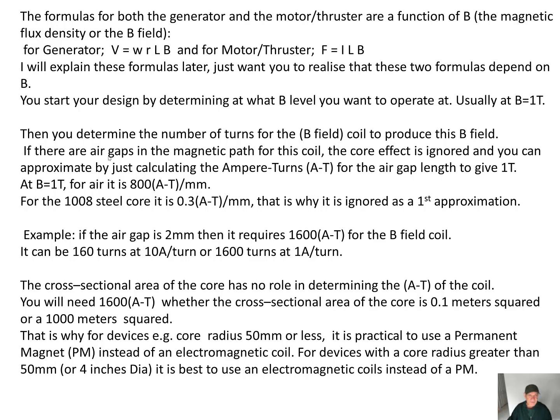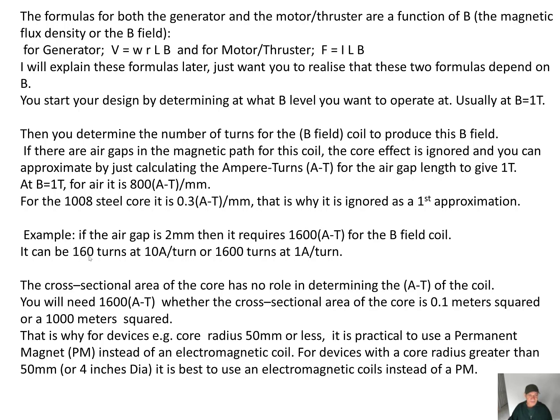If there are air gaps in the magnetic path for this coil, the core effect is ignored, and you can approximate by just calculating the ampere turns for the air gap length to give 1 Tesla. At B equals 1 Tesla, for air it is 800 ampere turns per millimeter. For 1008 steel core it is 0.3 ampere turns per millimeter. That is why it's ignored as a first approximation. It's so small compared to 800. Example: if the air gap is 2 millimeters, then it requires 1600 ampere turns for the B field coil.